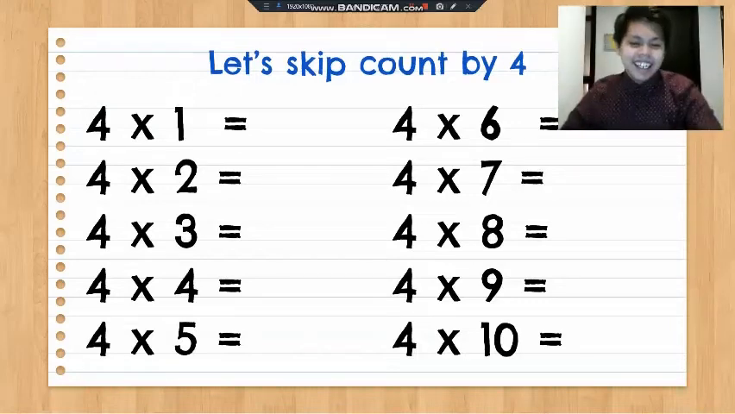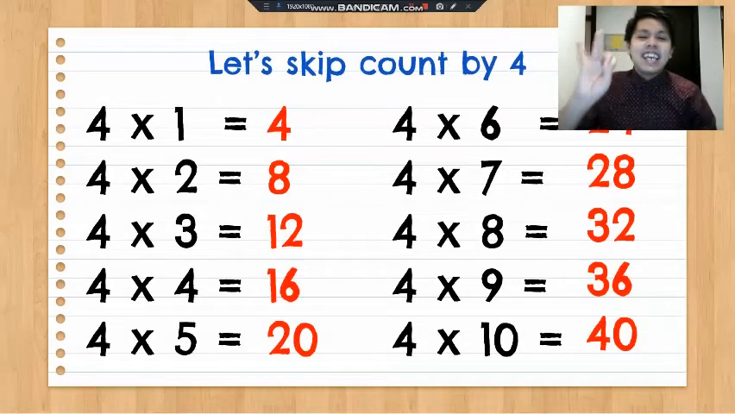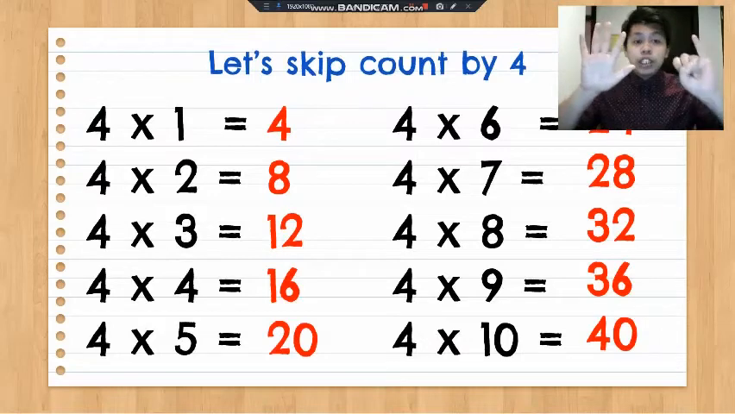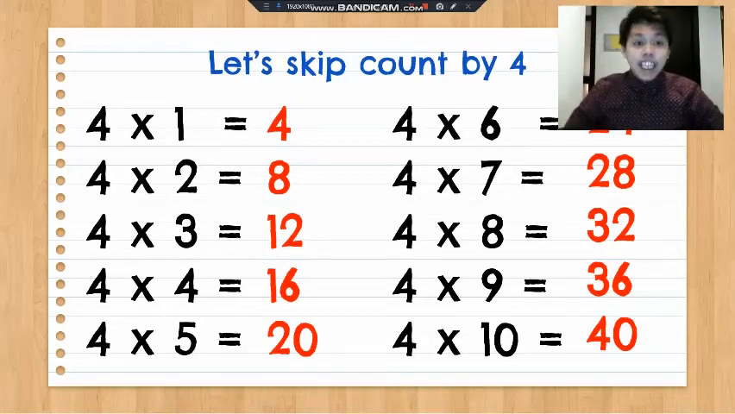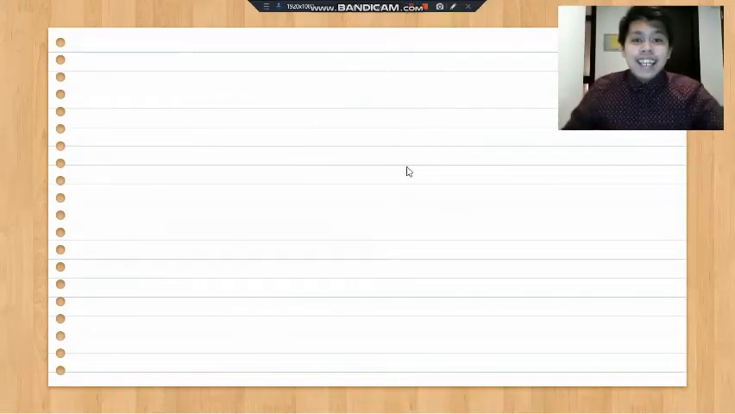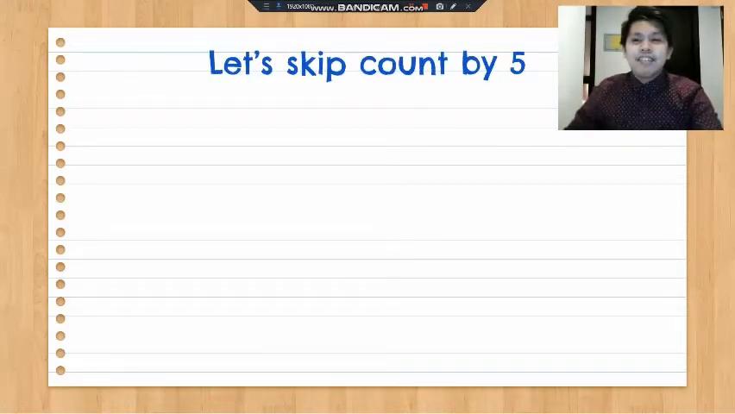Well done! It's 4, 8, 12, 16, 20, 24, 28, 32, 36, 40. That is the correct pattern. Good job! Okay, and for the last one, let's skip count by 5.